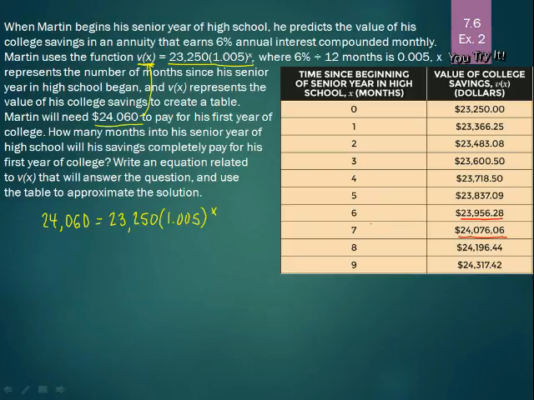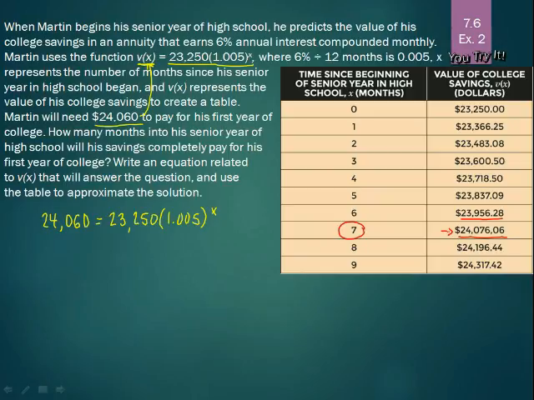And so basically, even though at 7 months it's actually a little bit bigger than $24,060, because it's only compounded monthly, he's only going to get higher than 24,060 at 7 months. So basically, he needs to wait till 7 months to be able to get that full amount.